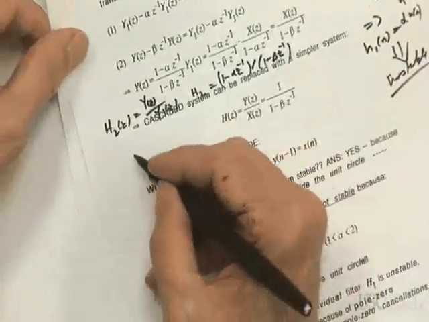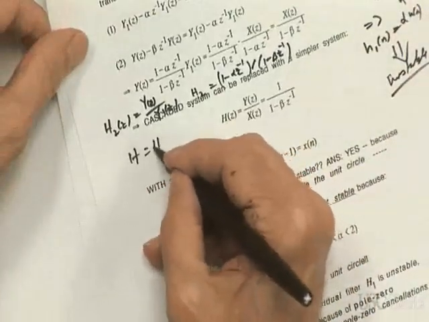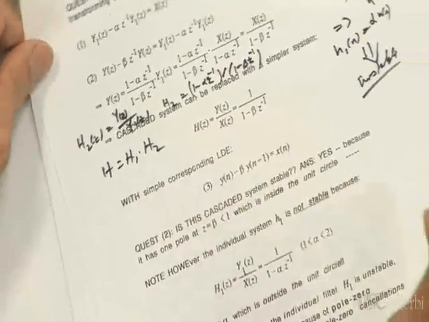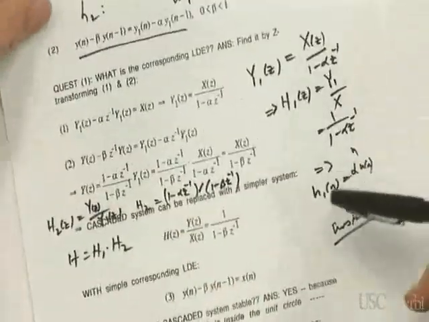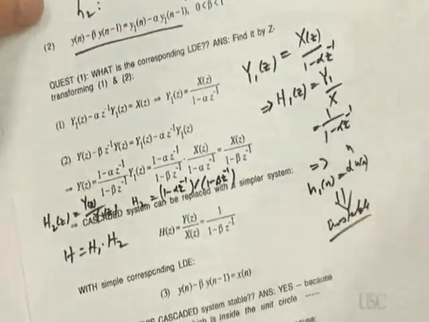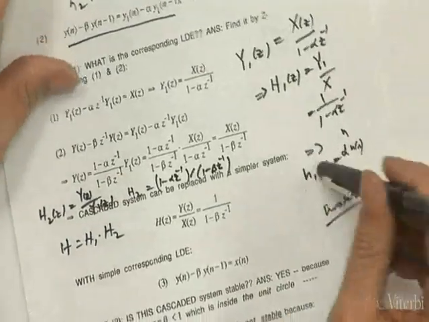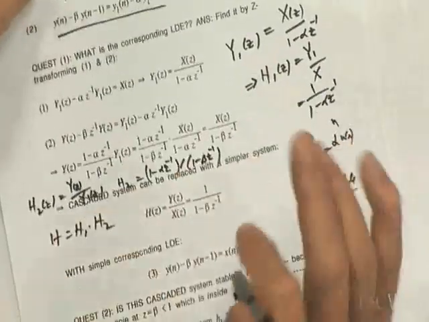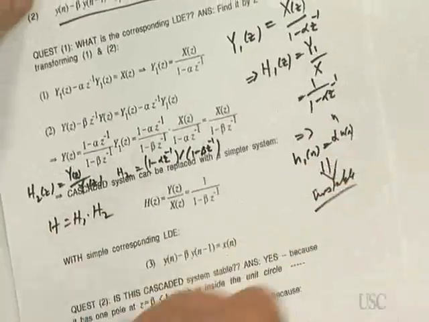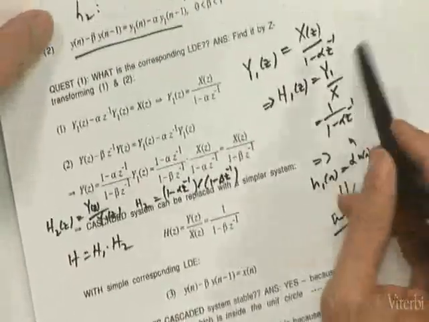Remember, the overall system is h equal to h1 times h2. Check out what happened. Yes, it is true that h1 has a pole, and the pole is greater than 1, so it's not inside the inner circle. So h1 in and of itself would be unstable. But the overall system, guess what happened?